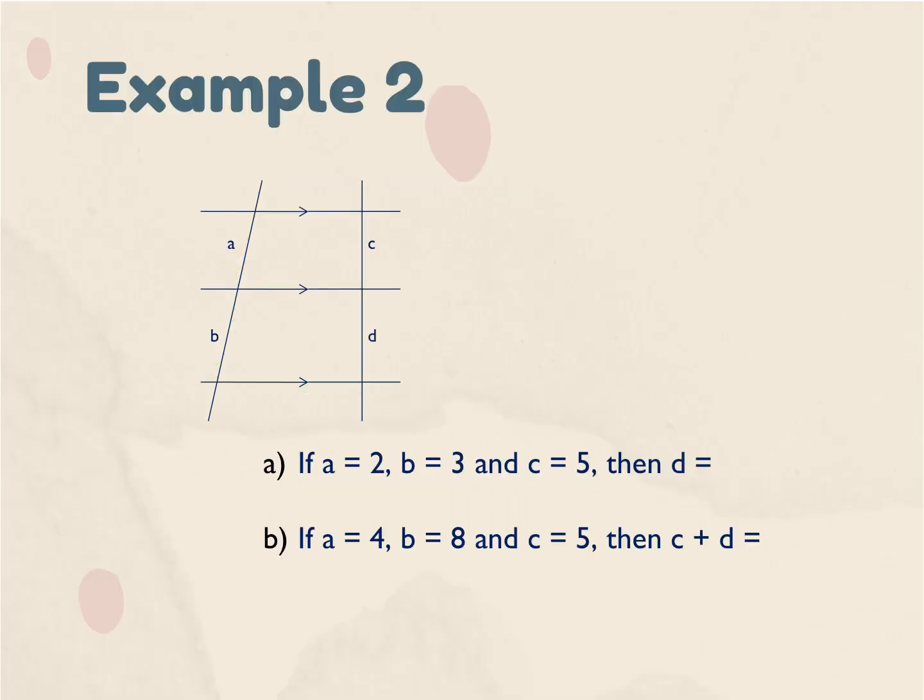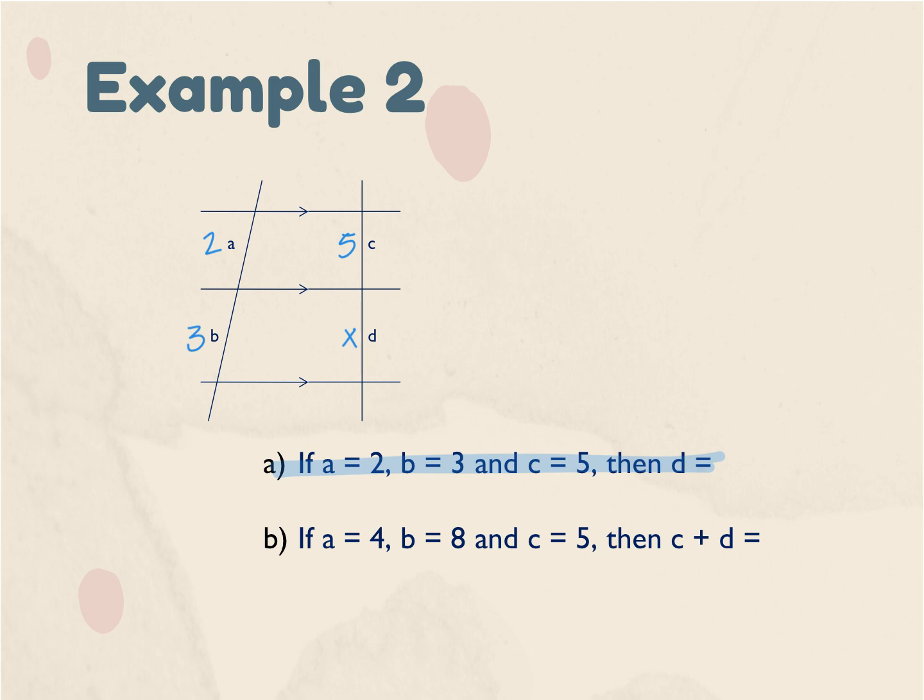All right, example number 2. Go ahead and try and solve this one on your own. What I would do is first label. So label what you have. I'm going to do this one. We're going to do blue first for this one. So A is 2, B is 3, C is 5, and I'm solving for D. Go ahead and solve, please.